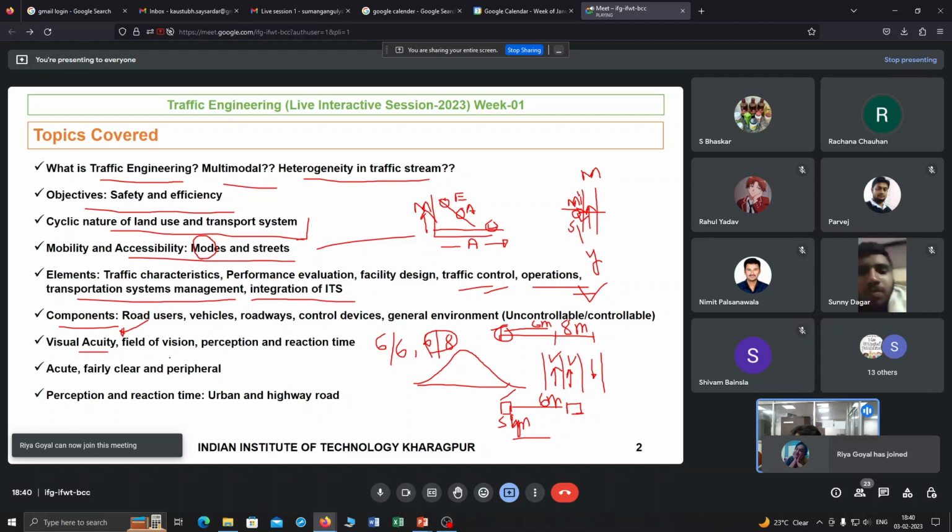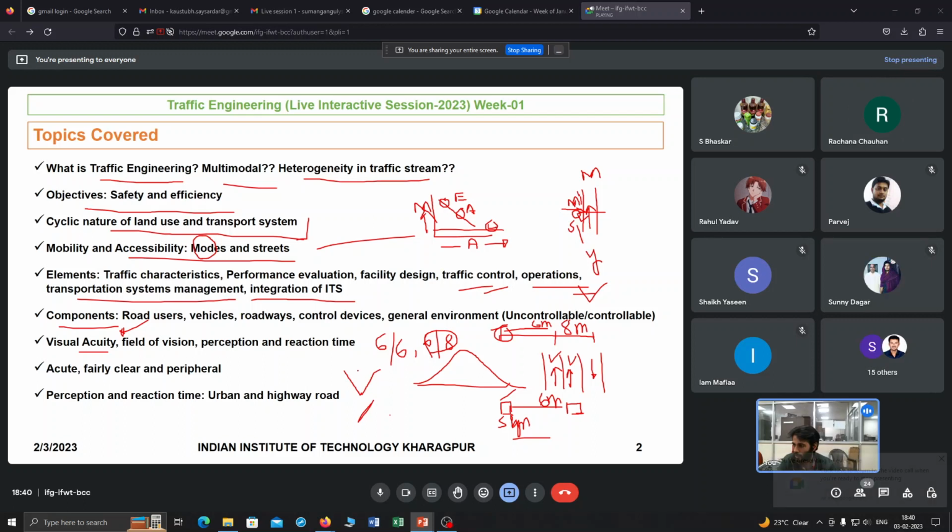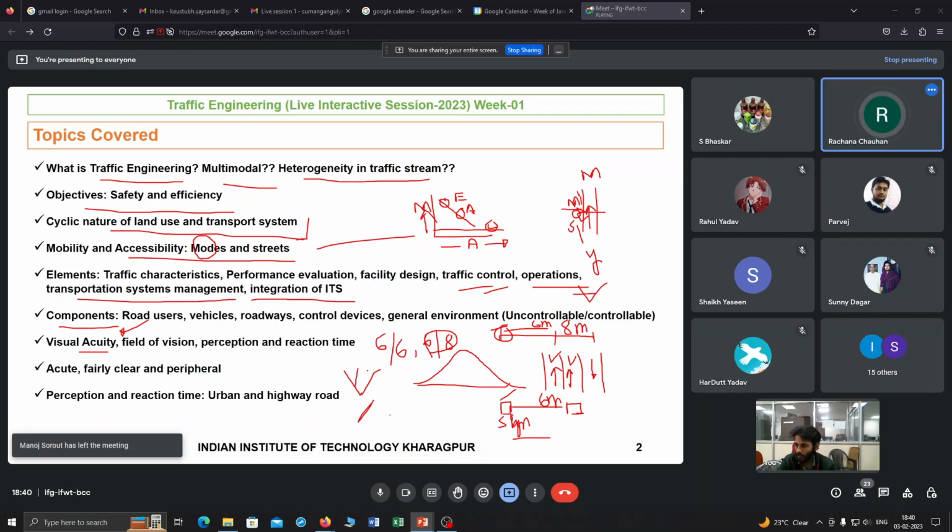Okay, so then the second one is the field of vision of road users, right? Field of vision means, suppose this is a particular driver, and this is your field of vision, right? So you have one called acute vision, one called clear vision, fairly clear vision, and the third one is peripheral vision. So in case of acute vision, why is it necessary?